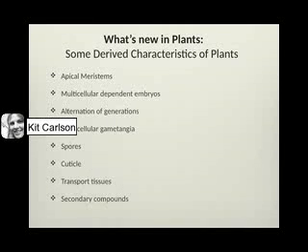Those were big picture changes, or adaptations, in plants in the previous slide. Here are some more specific derived characteristics in the land plants: apical meristems, multicellular dependent embryos, alternation of generations, multicellular gametangia, spores, a cuticle layer, transport tissues, and secondary compounds. So we'll talk about some of these in more detail.